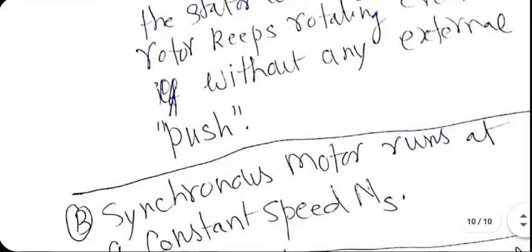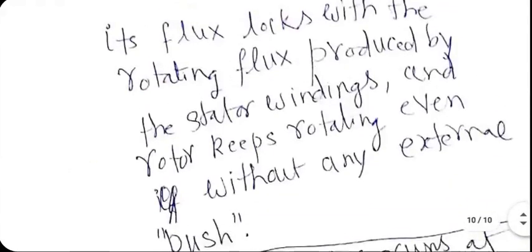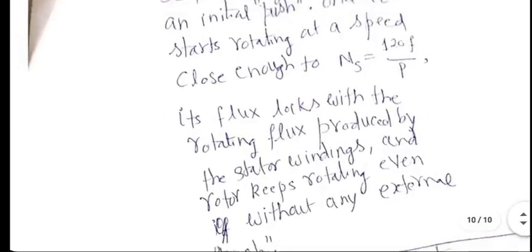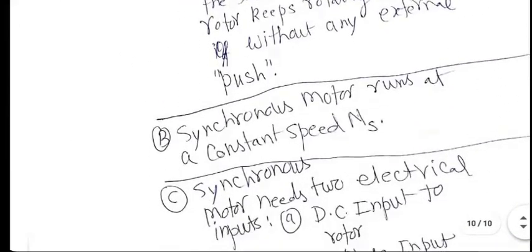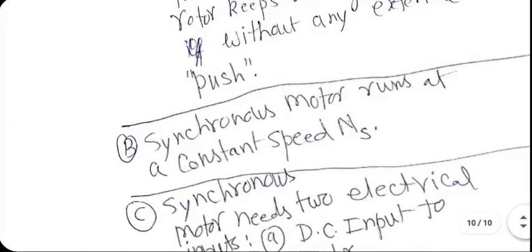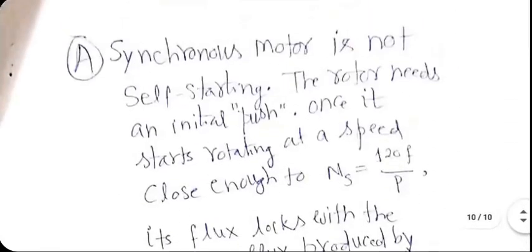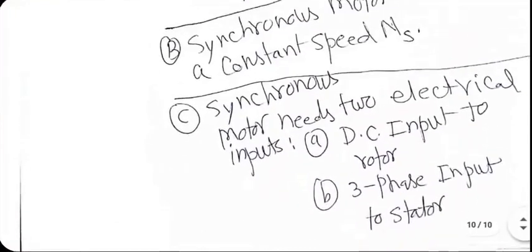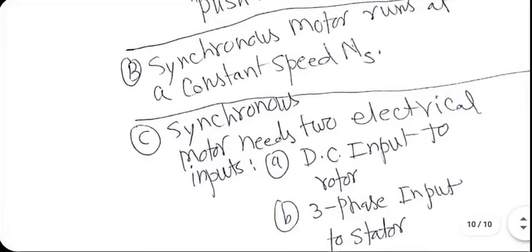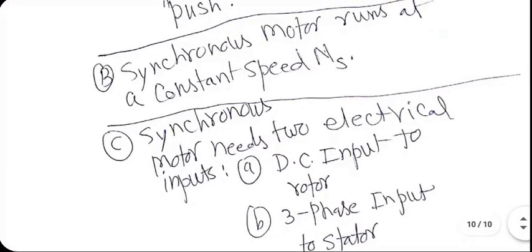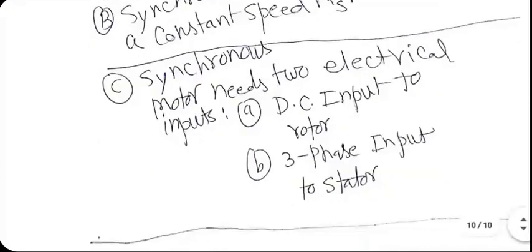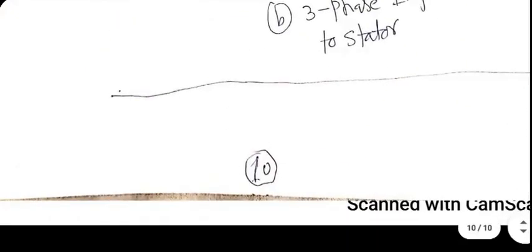Okay, something I have said already, but it's being repeated. Synchronous motor runs at a constant speed, ns, which is equal to 120 F by P. Synchronous motor needs two electrical inputs, DC input to the rotor and three-phase input to the stator. That's it. Reminder, basically, at the end.